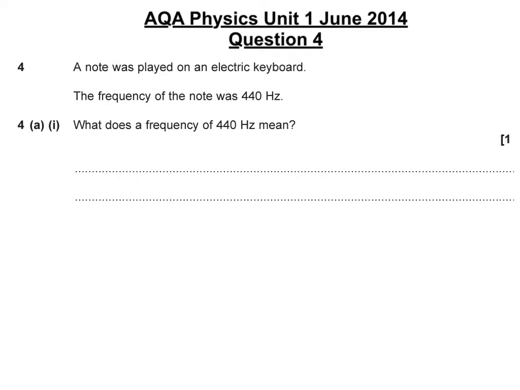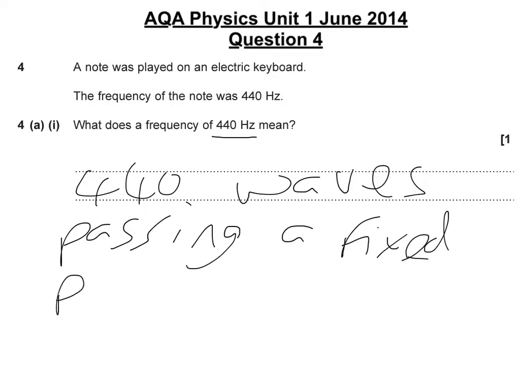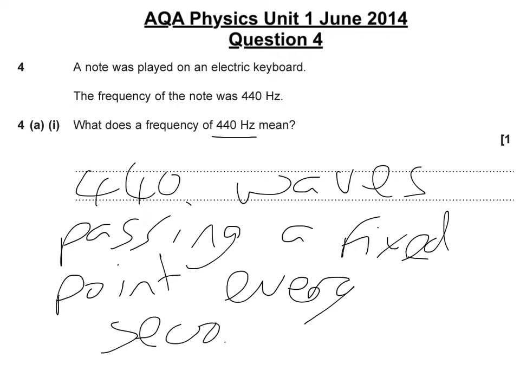Now this question is assessing whether you understand the term frequency and also if you can relate a unit such as Hertz to a physical quantity. So 440 Hz is what you're given in the question. Now what that means is you've got 440 waves passing a fixed point every second. Because that's what frequency is. Frequency is the number of waves passing a fixed point in a second. 440 Hz means you've got 440 waves passing a fixed point every second.